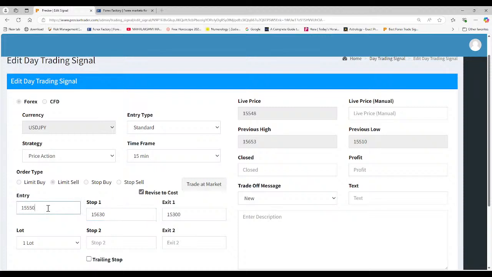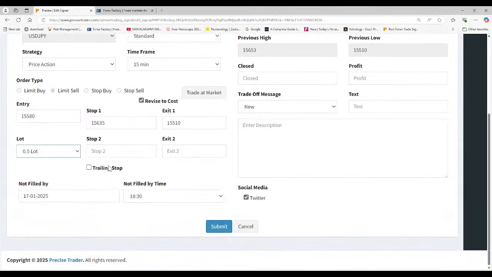So now what we will do is we will try to put it at 155.80. Remember 80 was the level, and this one we would go for a wider stop, 156.35 and 155.10. This one will reduce to half lot because the risk is about more than 30 pips, so we will try to reduce it, and we will give it until the time 6:30.